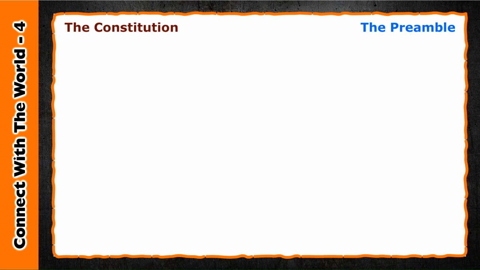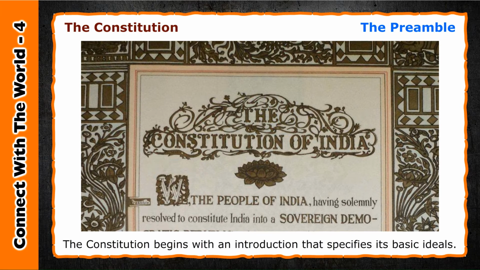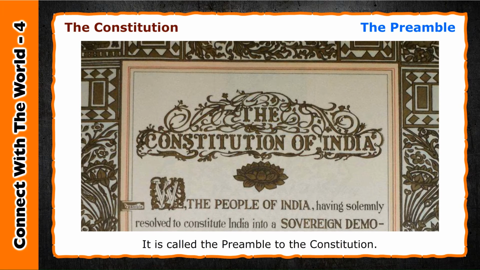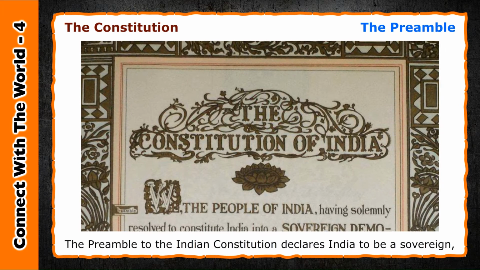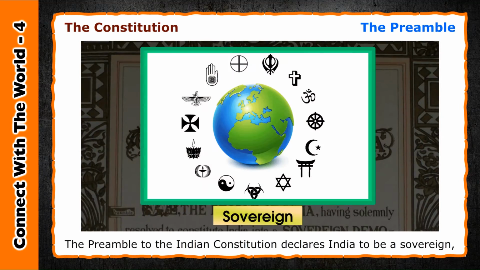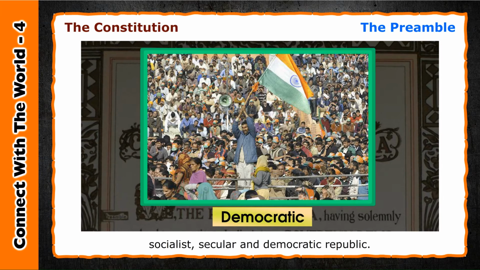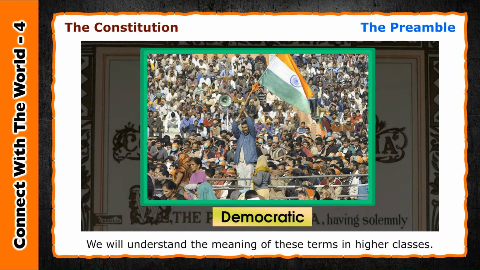The Preamble. The Constitution begins with an introduction that specifies its basic ideals. It is called the Preamble to the Constitution. The Preamble to the Indian Constitution declares India to be a sovereign, socialist, secular and democratic republic. We will understand the meaning of these terms in higher classes.